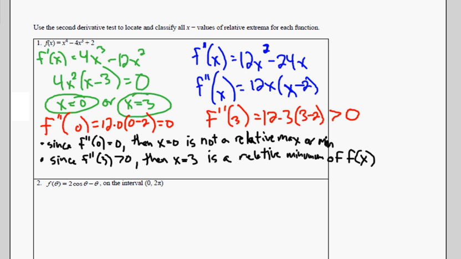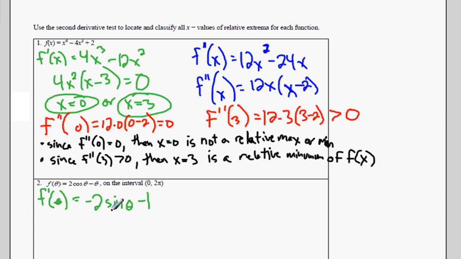All right, last one. We got to do the same thing. We got to find the first derivative. We got to set the first derivative equal to 0. We got to take the second derivative. We got to put those values that we found for the first derivative into the second derivative, see if it's positive or greater than 0, less than 0, or neither of those, and then make our conclusion.